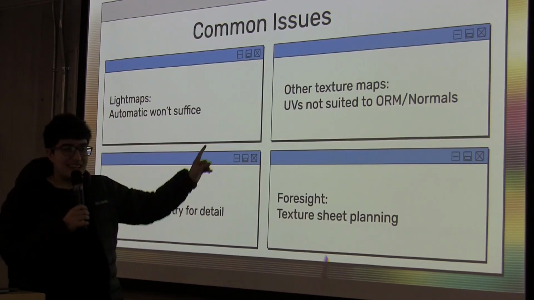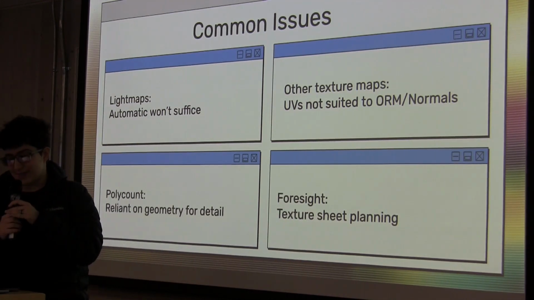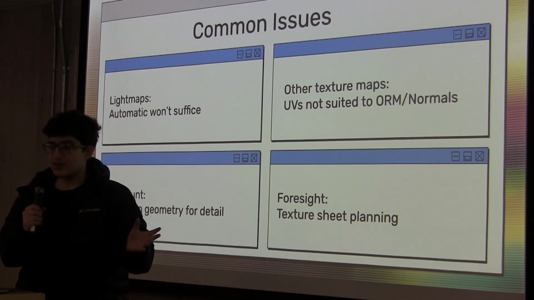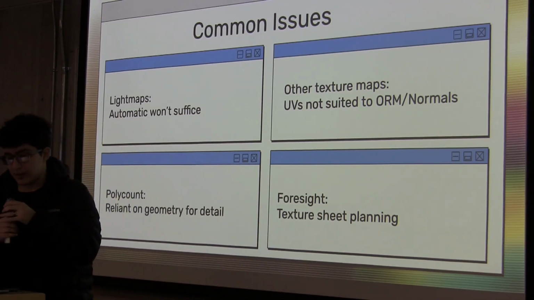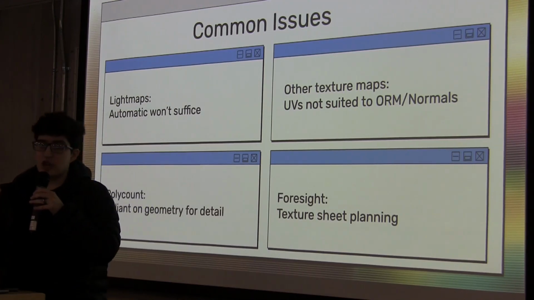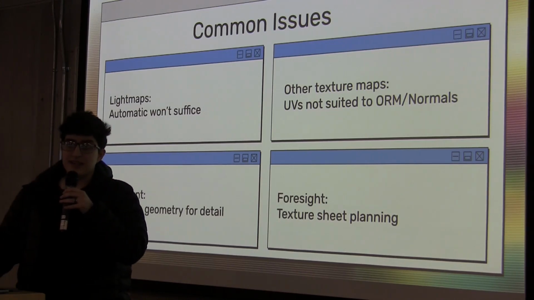Common issues. Light maps: automatic light maps will not work. Other texture maps: if you want to use other texture maps, like roughness, normals, etc., you're going to need to use different strategies. Poly count: you're going to be relying on your geometry for detail, so your geometry will be higher resolution. Foresight: you've got to plan these texture sheets in advance.